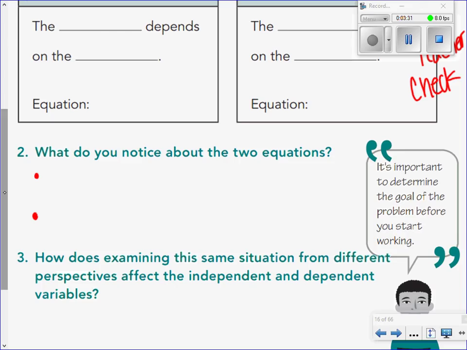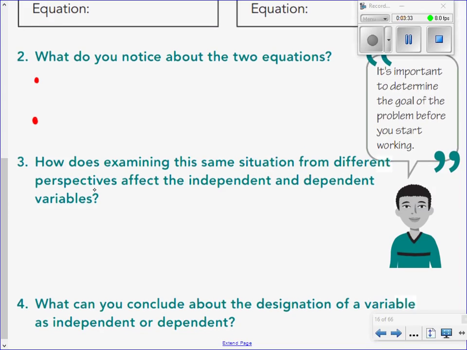Number 3, how does examining the situation from different perspectives affect the independent and dependent variables? It just changes. It switches them around.